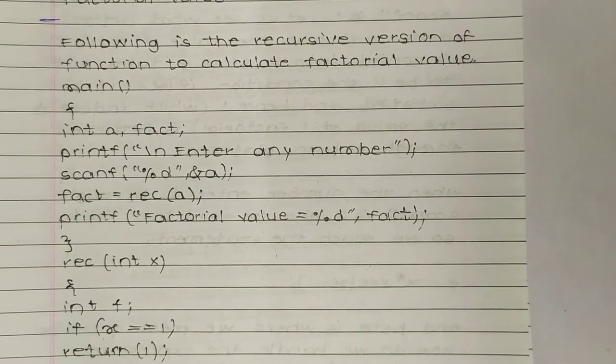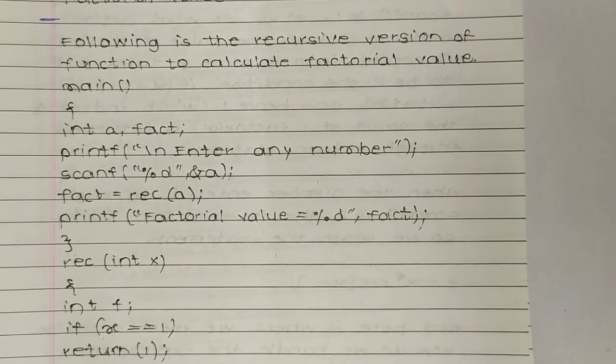Following is the recursive version of the function to calculate factorial value. So this is a recursive version program for finding factorial value. We use a normal program, but this is a dedicated recursive program. That means we are using a dedicated recursive function here. So the first line is main, which is a compulsory function.